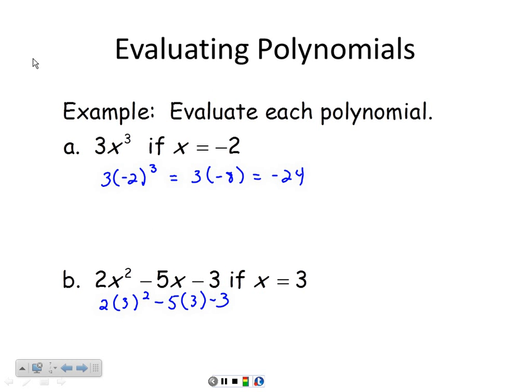For letter B, we have 2 times 3 squared minus 5 times 3 minus 3. Order of operations tells me I've got to do that exponent first, so 3 squared is going to be 9. Now I can do my multiplication. 2 times 9 is 18, minus 5 times 3 is 15, minus 3. And when I do my addition and subtraction from left to right, I get 0.